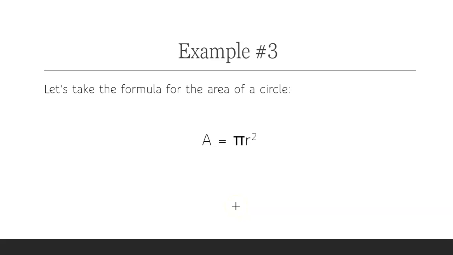Okay, so example number 3. Let's take the formula for the area of a circle. The formula for that is area equals pi r squared. You've probably seen that before. This one's going to be a little bit more complicated, but it works the same way. We do our inverse operations.